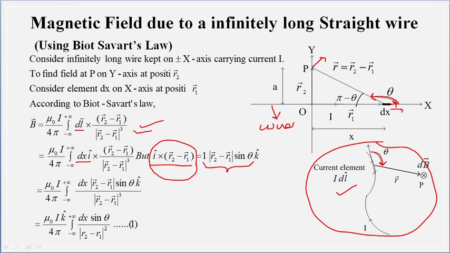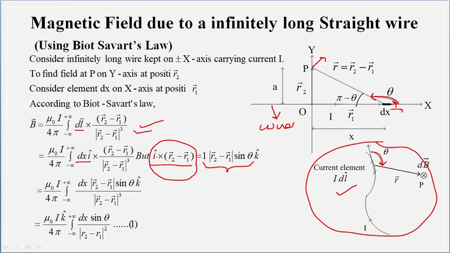So the x-axis is in the plane of the page, the y-axis is in the plane of the page, and perpendicular to this, out of the page, is the z-axis. That means the direction of that cross product is along the positive z-axis. That's why the unit vector along the positive z-axis, unit vector k, is multiplied here. So this is nothing but magnitude into k cap. The direction of this cross product, i cap cross vector r2 minus vector r1, is along the positive z-axis. That's why the unit vector along that, k cap, is multiplied.